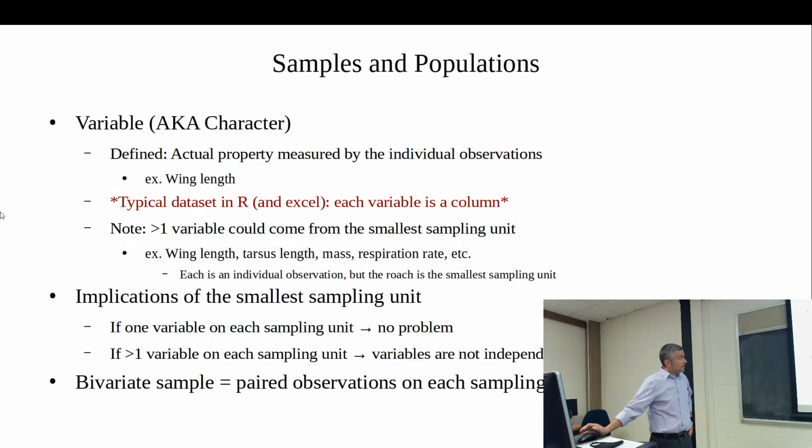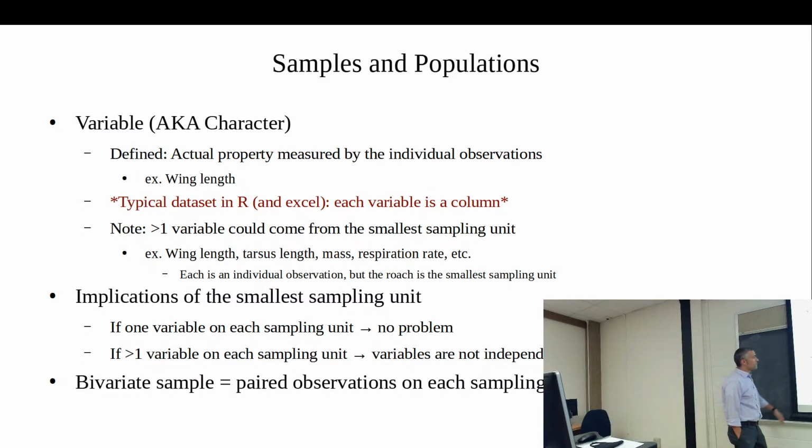All right, so variables. A variable is a character. That's what was measured. This is the actual property that was measured by our individual observation. So for our roaches, it was wing length. That was our variable. That variable is going to represent a single column in R and in Excel. It's a typical data set in R: one variable, one column.